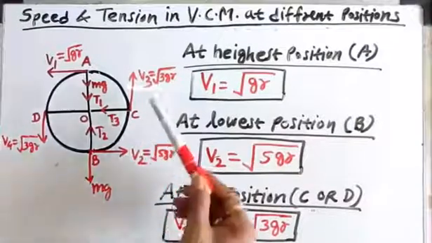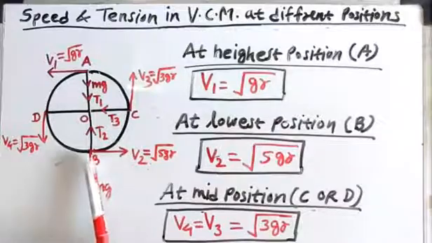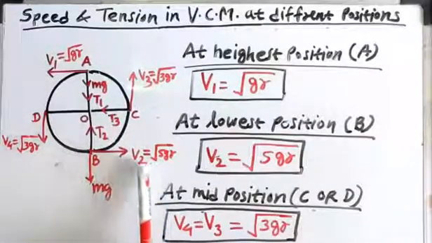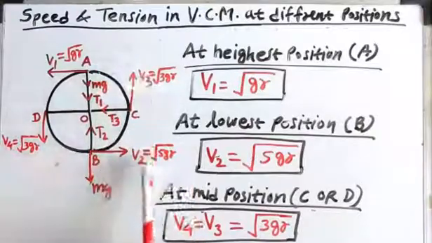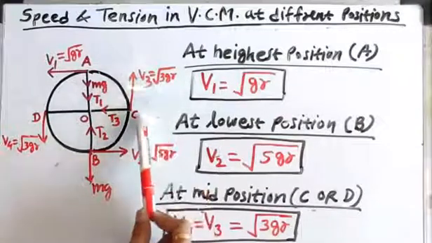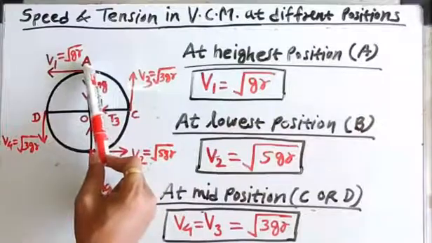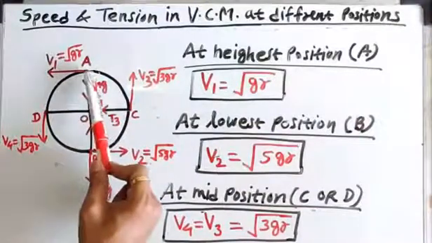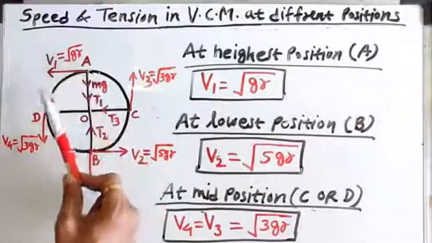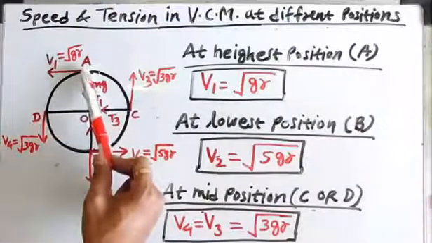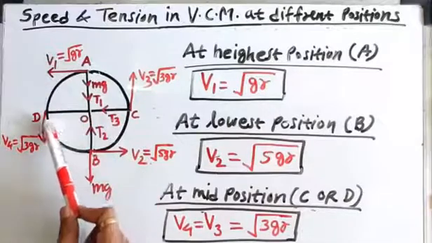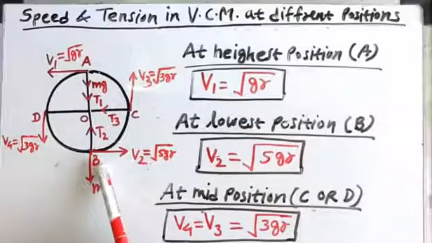From this we can clearly see that as the object is moving in the upward direction, that is along B to C to A, its speed goes on decreasing. Here it is root 5gr, here it is root 3gr. At the highest point it is minimum, that is root gr. But when the particle starts moving in the downward direction, that is along the path ADB, its speed goes on increasing. That is, at the highest point it is root gr, at the mid position it is root 3gr, and at the lowest position it is root 5gr.